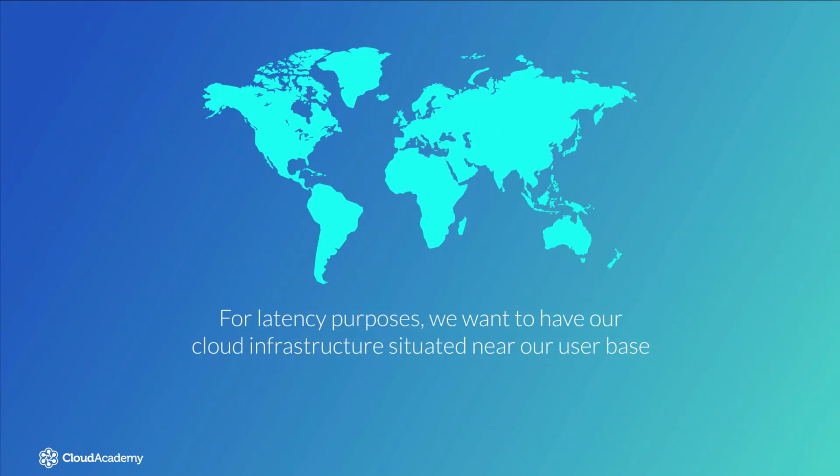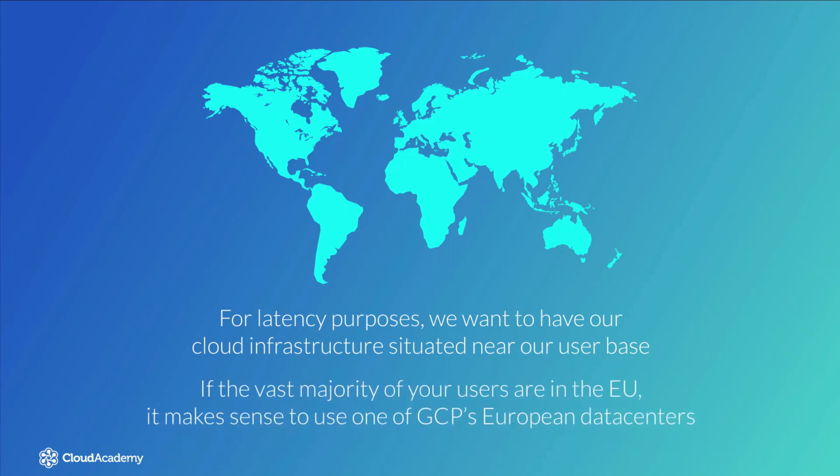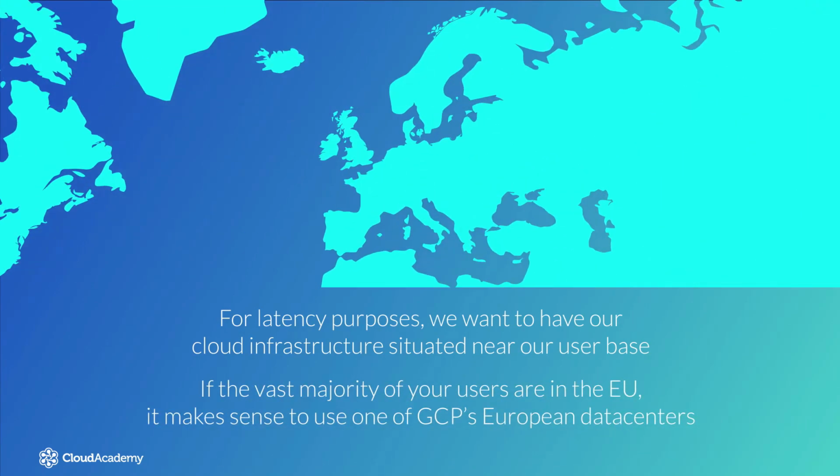The general rule is that for latency purposes, we want to have our cloud infrastructure situated near our user base. So if the vast majority of your users are in the EU, it makes sense to use one of GCP's European data centers, perhaps Zurich or Frankfurt.